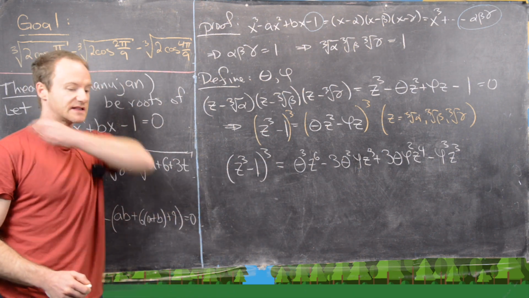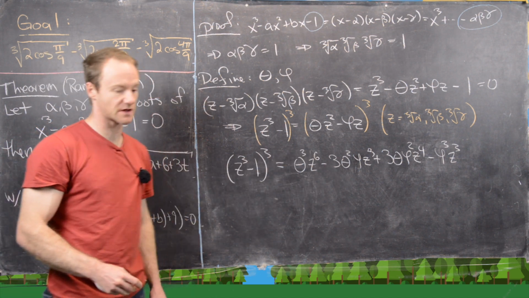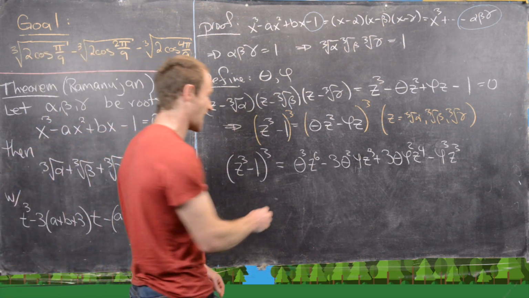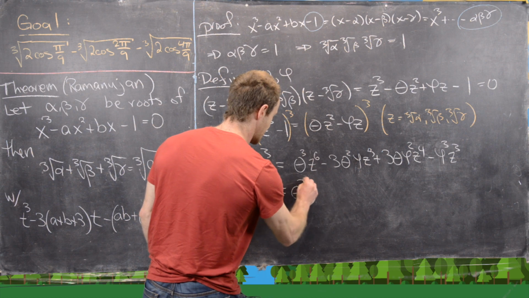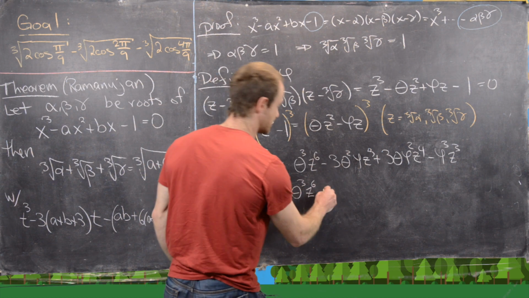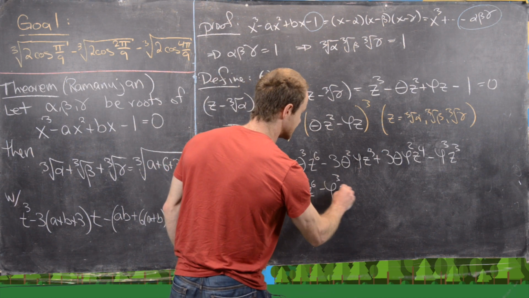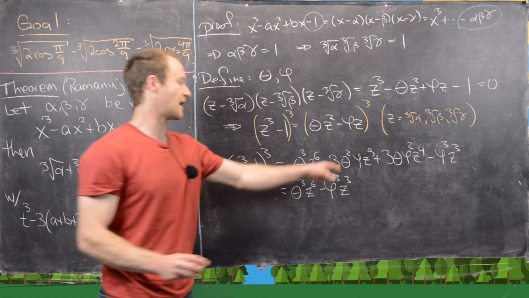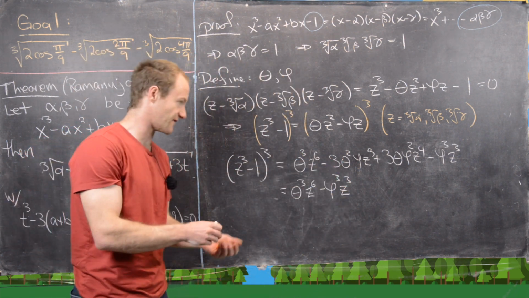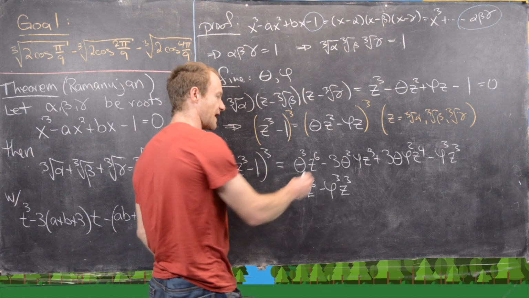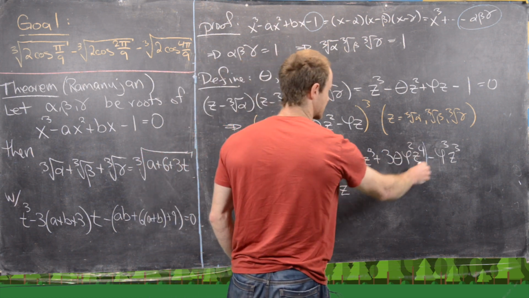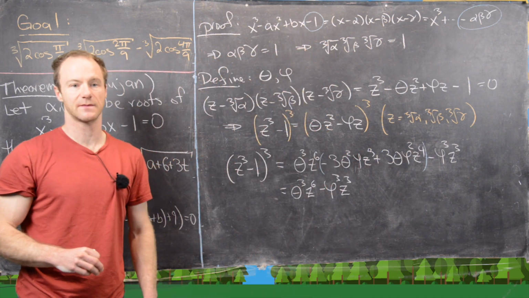Okay, now the next thing that I want to do is put some of these terms on the right-hand side together. In fact, I want to rewrite this as theta cubed z to the 6th minus phi cubed z cubed. And then I want to take this and factor some stuff out. So just to reiterate, I'm going to take these two terms and factor something out of it.